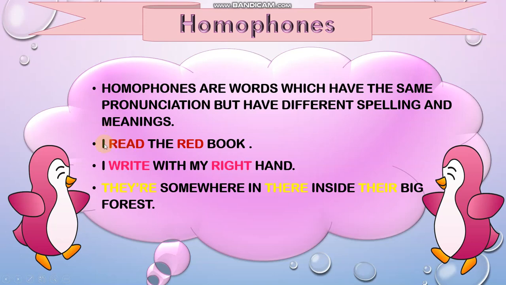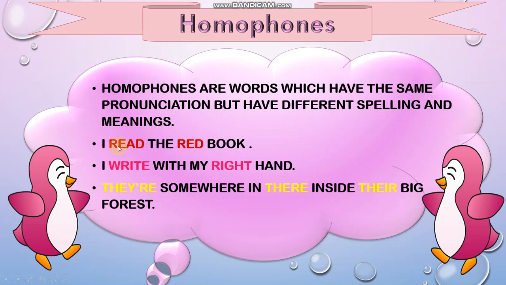Like in this case, I read the red book. Now here, this is a verb. I read. I read the red. This is the name of a color. Red, it's an adjective. It's describing the word book, the noun book. So read and red, they're pronounced the same way, but they mean different things.